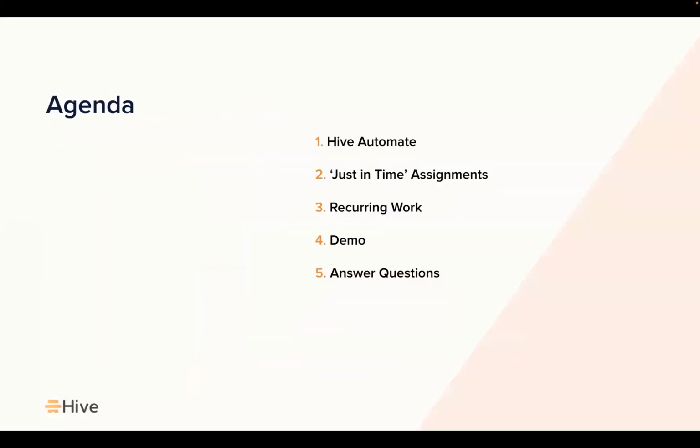All right. Hi, everyone. Let's go over a quick agenda here just to show what we're going to cover today. First, we're going to give a high-level overview of what Hive Automate is. Then we're going to cover just-in-time assignments, creating work right as you need it. Then recurring work, so personal to-do lists, recurring actions that you need, and annual recurring projects. We're going to go through the demo of those workflows, and then we will answer questions after the demo.